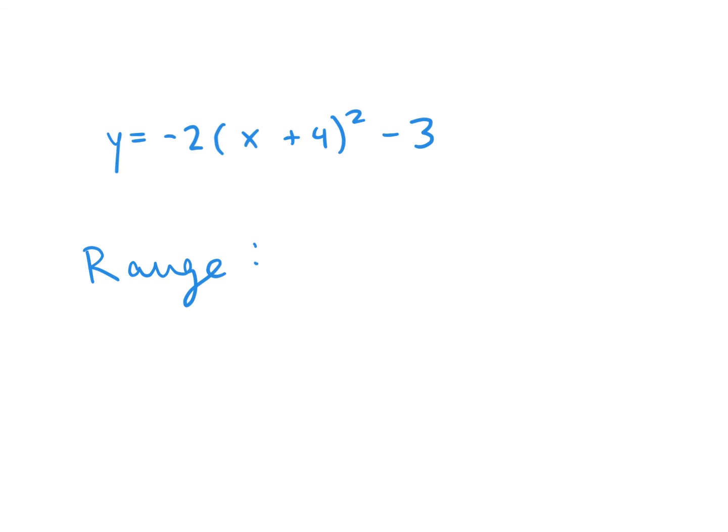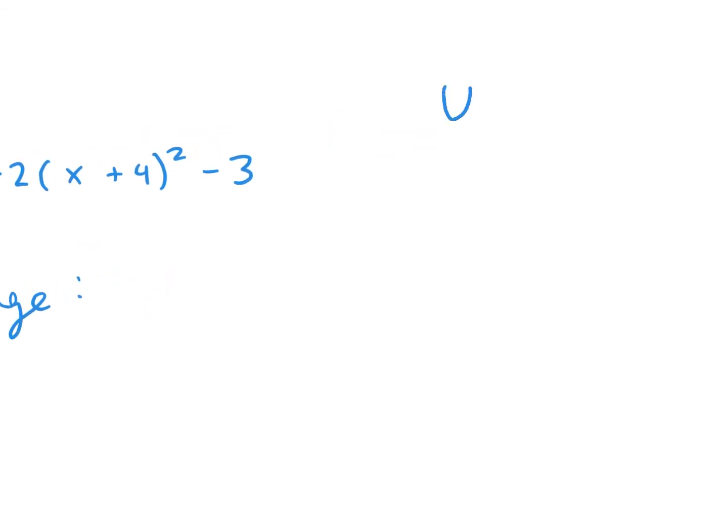So I'm going to do an extra problem down here. So let's say I had y is equal to negative 2 times x plus 4 squared minus 3. So practicing the range. Just as a general rule, if your graph opens up, your range starts at k, whatever your k is, and goes to infinity. If your graph opens down, it goes down to negative infinity and ends at k.